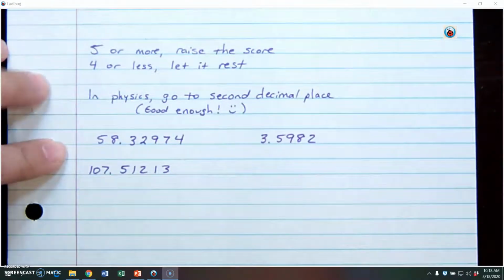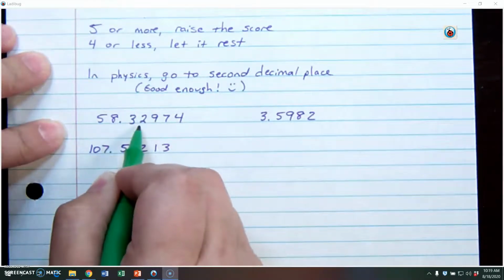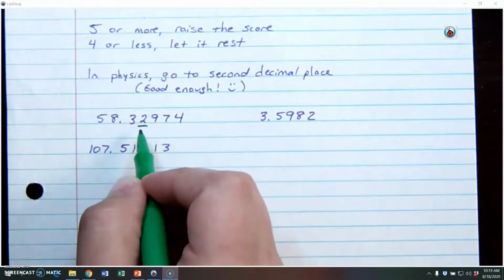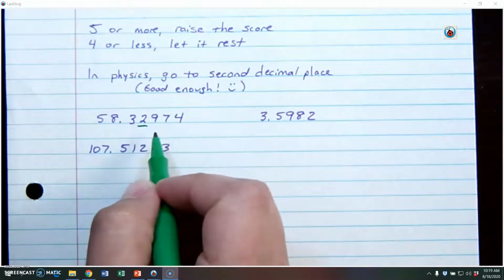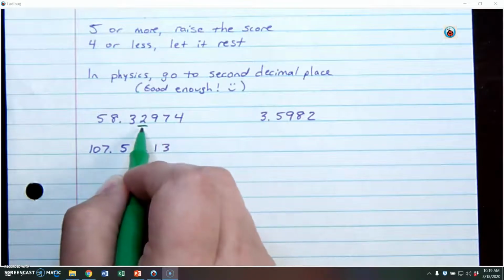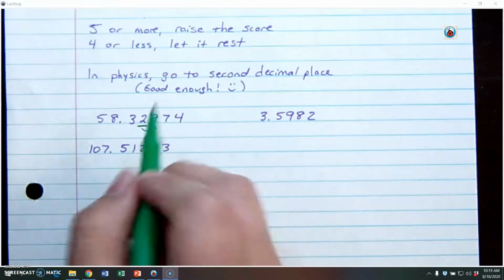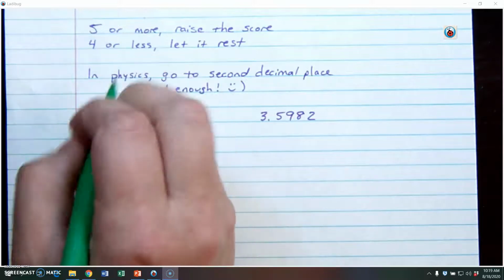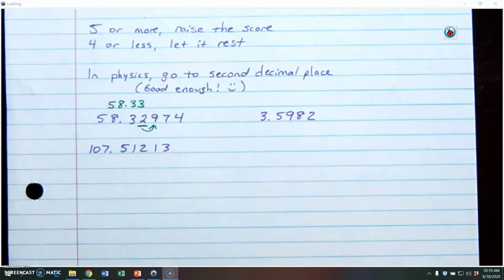So let's look at a couple of numbers. We're going to look at the second decimal place. So here's our decimal. Here's 1, 2. We're going to look at that 2 right there, and we want to round that 2, okay? Now, 5 or more, raise the score, 4 or less, let it rest. We're not going to let the 2 rest. We're going to look behind it at the third decimal place and see what it has. So the 9 is more than 5. So we're going to raise the score of the 2 and make it 58.33. Okay, and that's how we round that number.